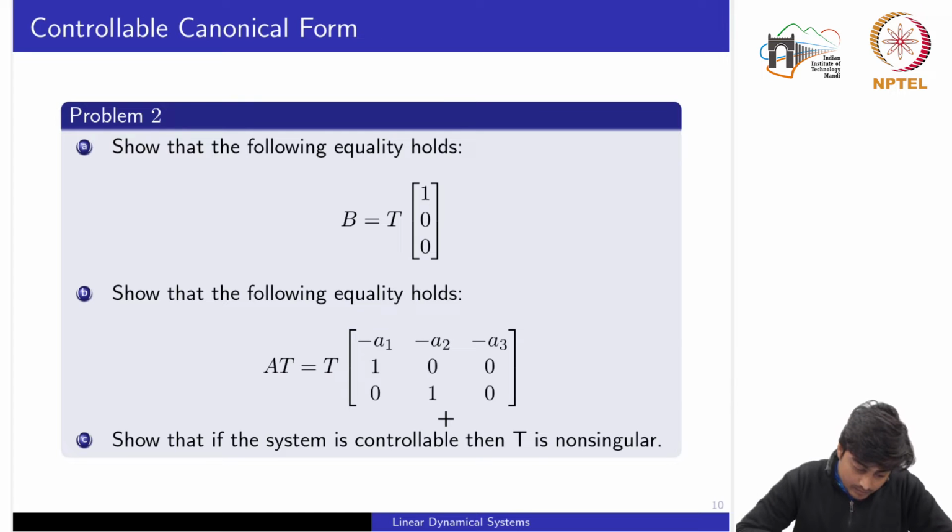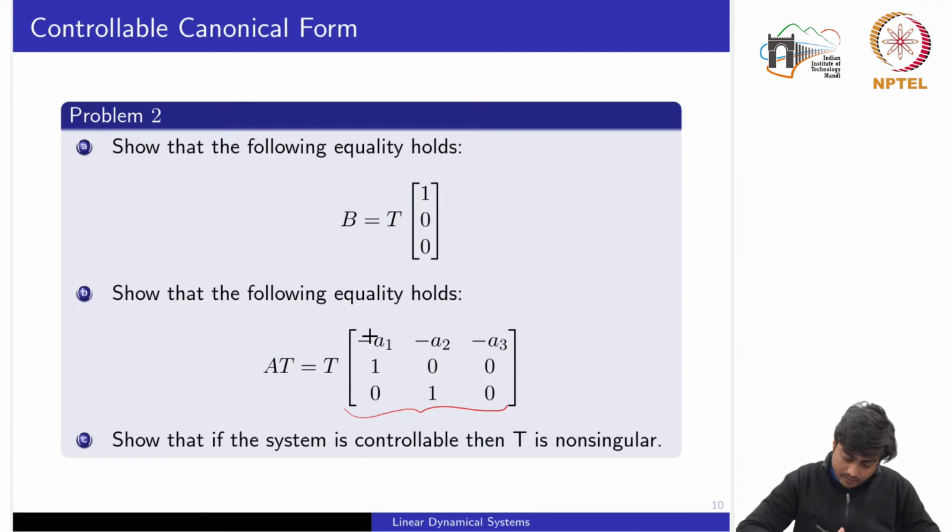Now the first part of the problem is where we need to show that B is equal to T into this vector. The second part is that A into T is equal to T into this matrix. If you pay close attention, this matrix is nothing but the controllable form of the A matrix, which has been obtained after some rearrangement of the rows. The C part is that if the system is controllable, then the matrix T, which we have specified in the problem, is non-singular.